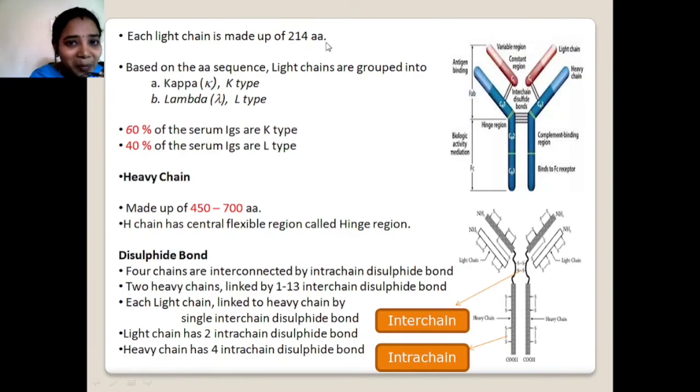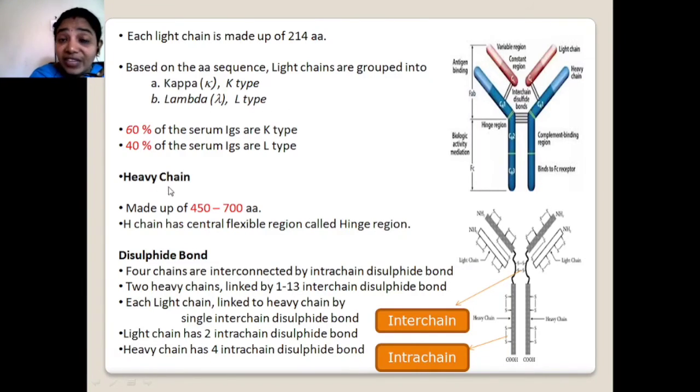This one is a very important question. Based on the amino acid sequence, light chains are grouped into K type and L type. K type means kappa type, L type means lambda type. You see, in the serum, 60% of the immunoglobulins are K type and 40% of the immunoglobulins are L type. When you hear K type, think 60%, L type, 40%.